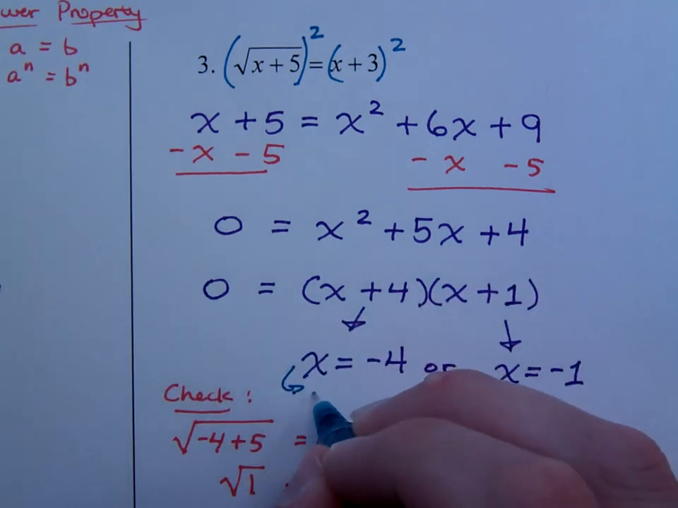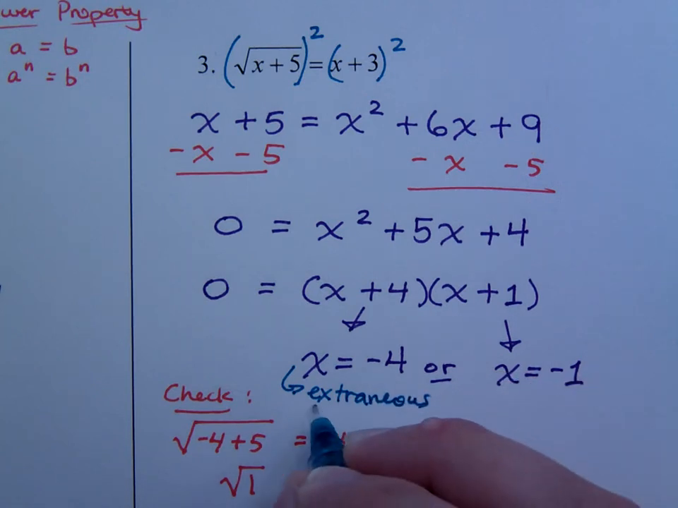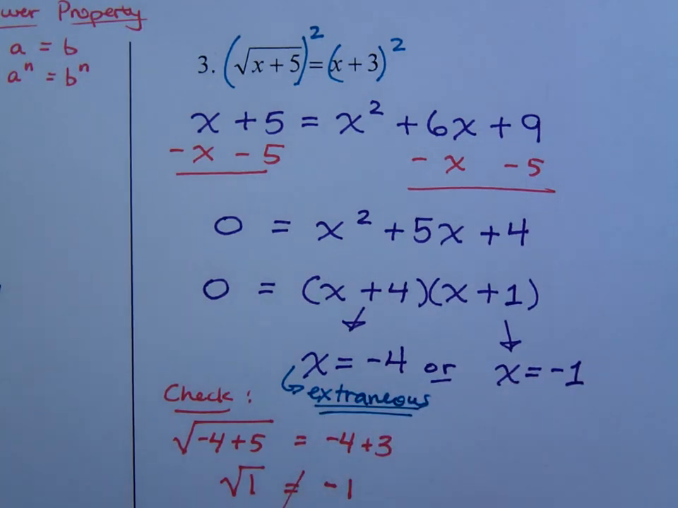So we have to call this guy what he is. And this guy would be extraneous. You didn't do anything wrong, but the limitations of the original problem with the square root symbol mean that it just doesn't work out.